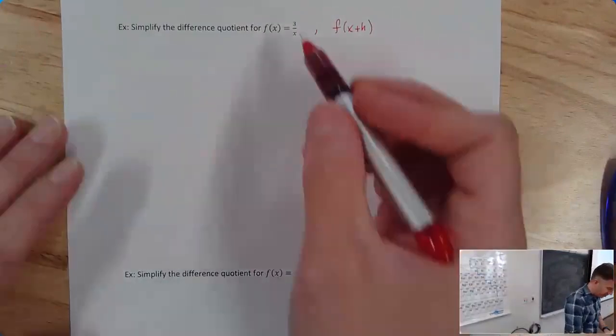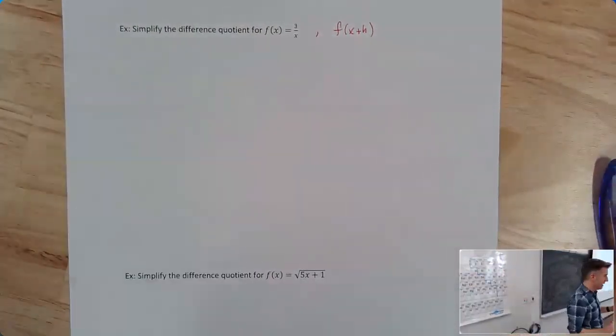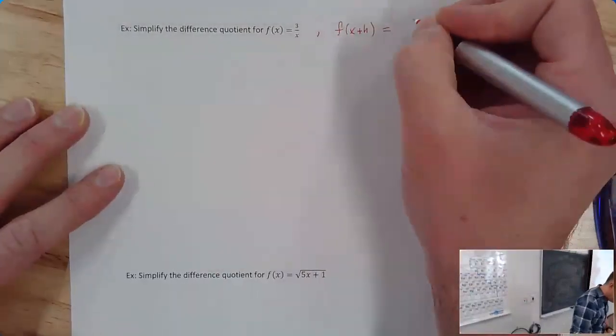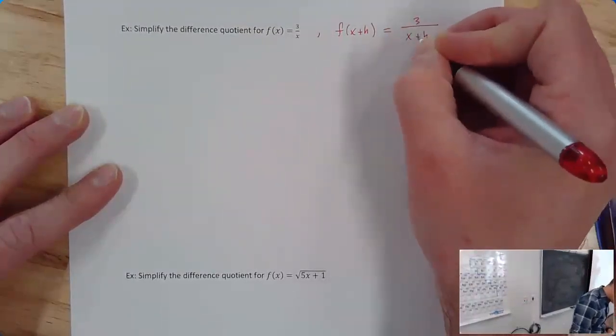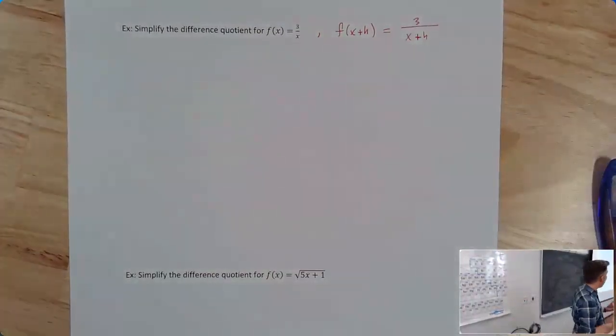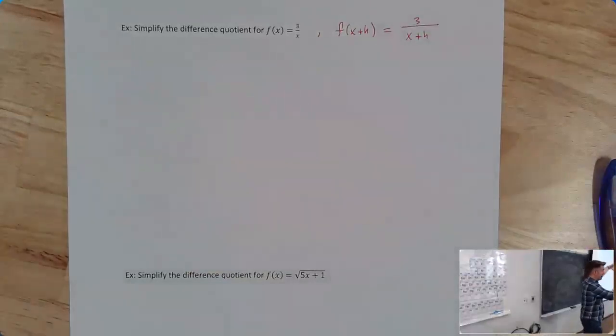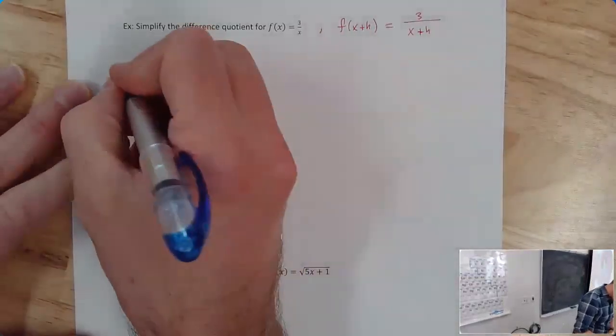I'm substituting in x plus h for where x is, a better way to say that. So f of x plus h should be 3 divided by x plus h. Should not be 3 over x and then plus h after that. All right. Algebra time.